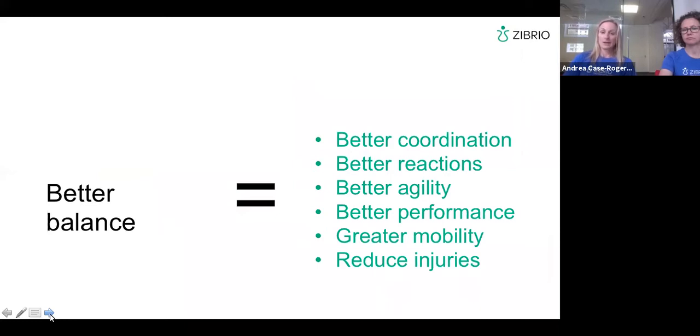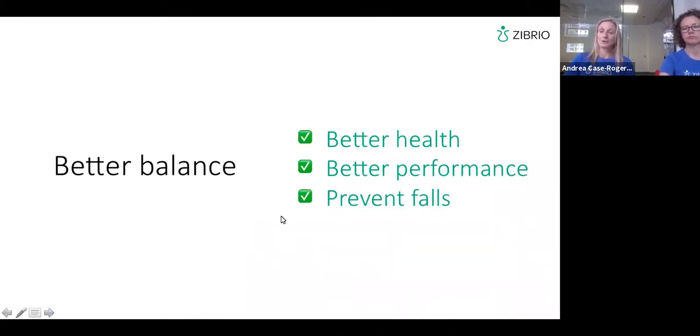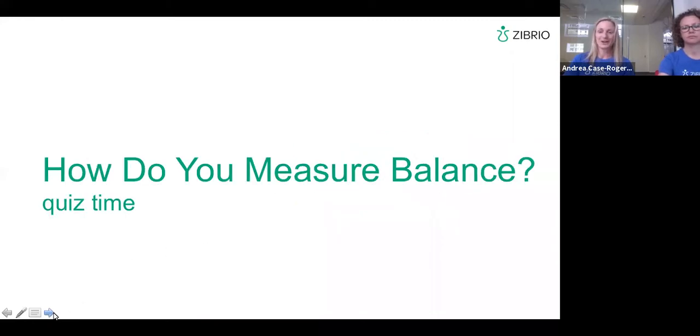So why do we measure balance? Because we want to improve balance, and the better your balance, that means the better coordination you have, the better reaction times, better agility, performance, reduce injuries. All of these things are related to having better balance. Better balance means that your health is going to be better. It means you can perform better. It means you can prevent falls. I know I'm preaching to the choir. I know you know these things, but we had to just make sure that we covered that part of it, because balance is so essential to every single thing we do as a physical movement.